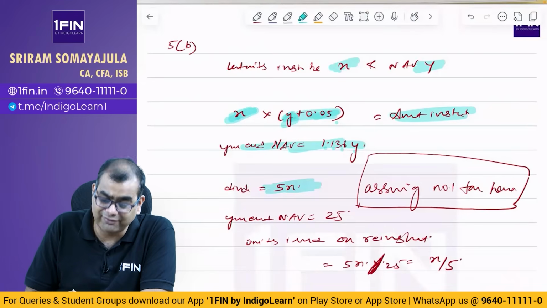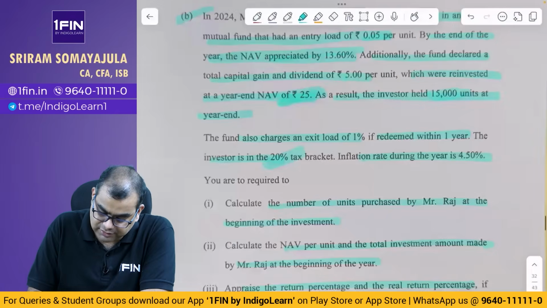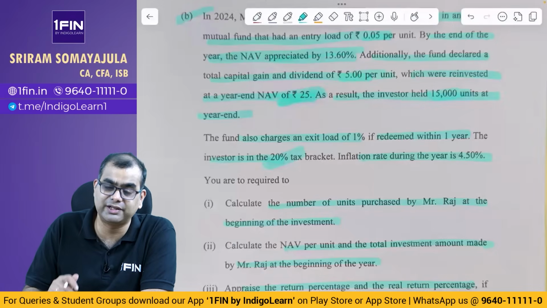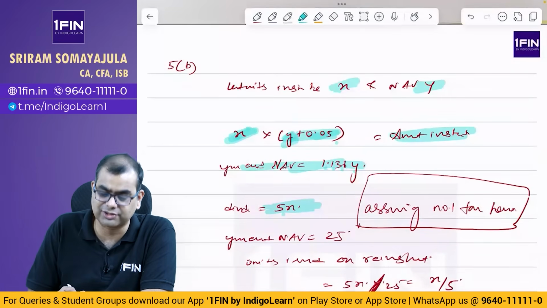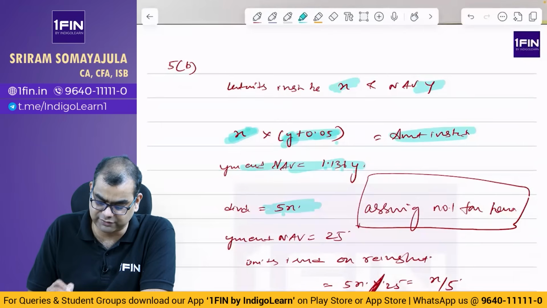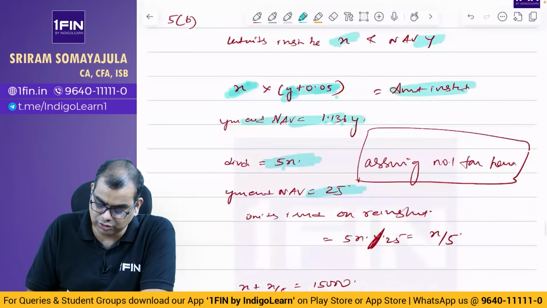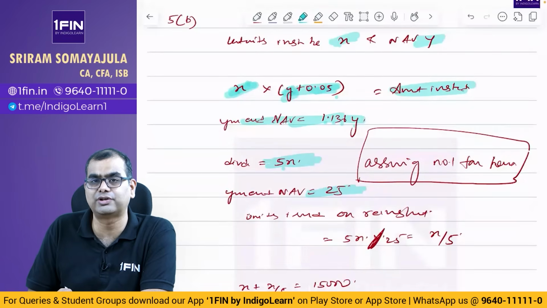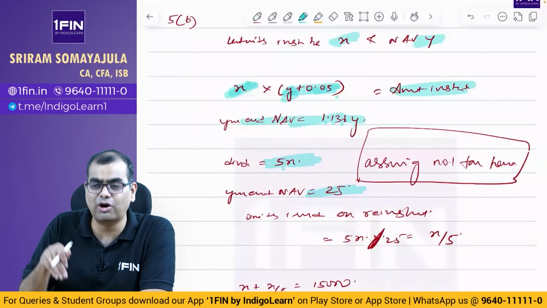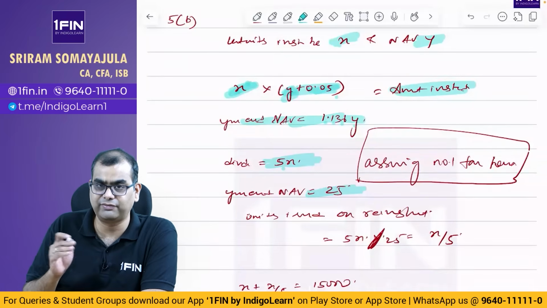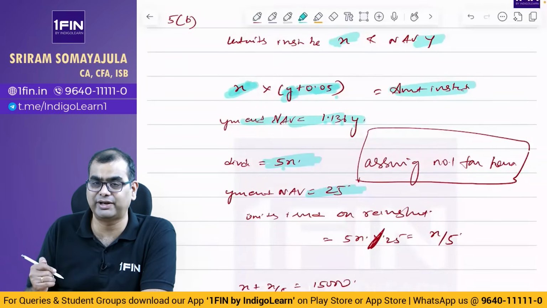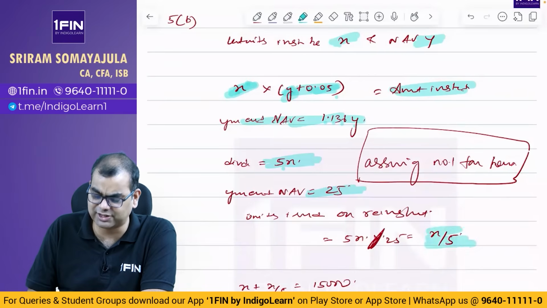And then they have given dividend. What is the dividend? They have given 5 rupees, which were reinvested at year-end NAV. So 5 into number of units. Whatever number of units into 5 basically gives you 5x, and year-end NAV is 25. So units issued on reinvestment: how many units were issued? Whatever money you've got as dividend, that is number of units into dividend per unit, 5x, divided by 25, which is the year-end NAV. So basically you get x by 5. These are the units that you've got.